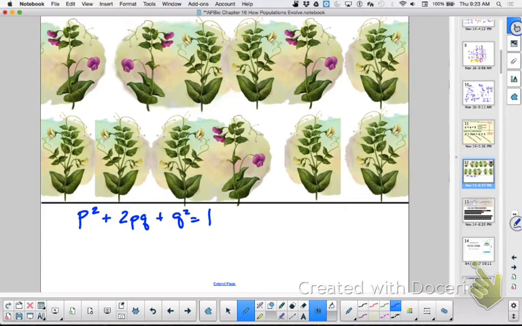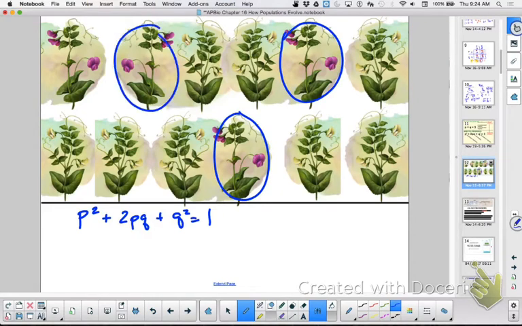Pink. So I have 1, 2, 3, 4 pink flowers. Now how many plants do I have total? 12. So I know my Q squareds are 4 of my 12. So I do the math for that. What is 4 divided by 12? 0.33. All that's telling me is 33% of them are showing the recessive trait. That doesn't give me Q, that just says 33%.